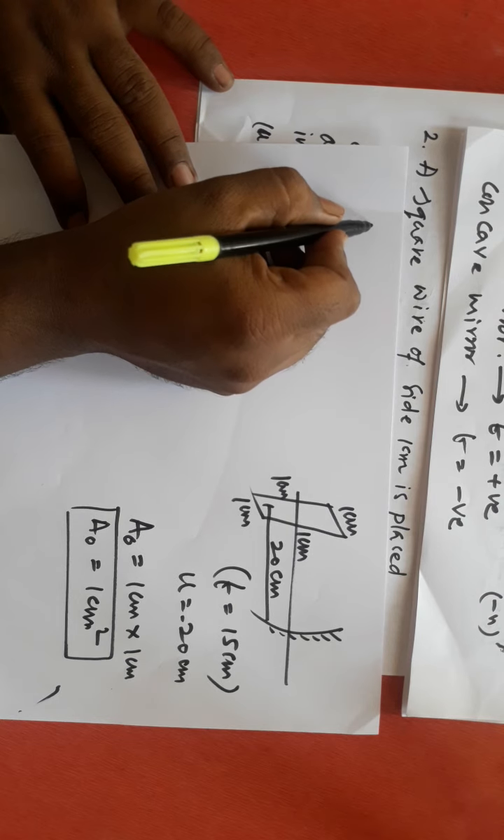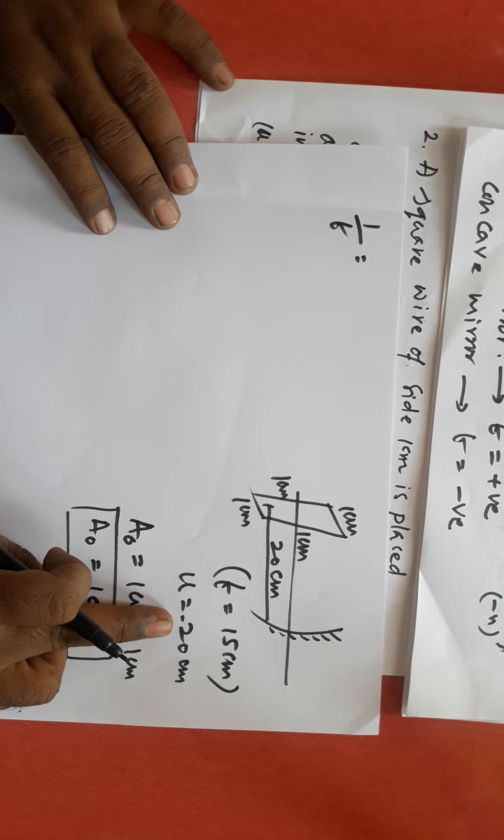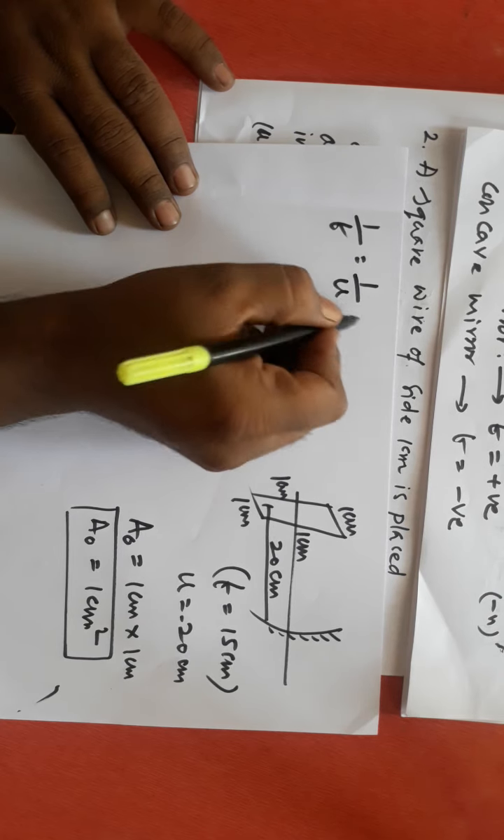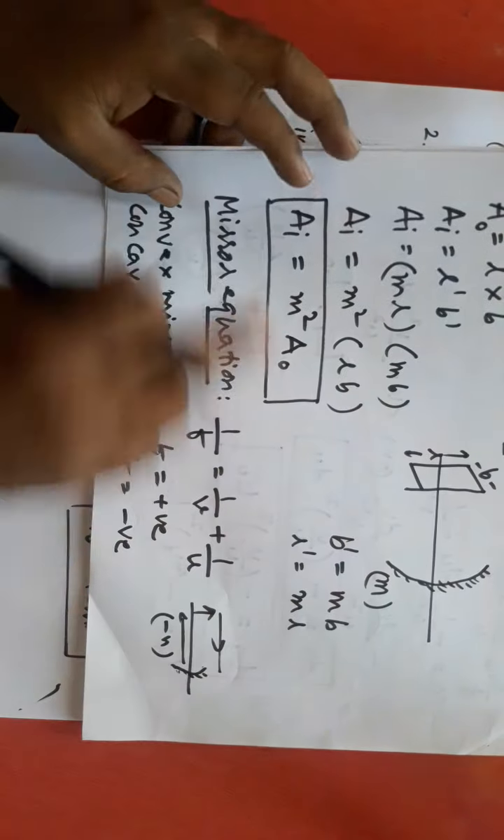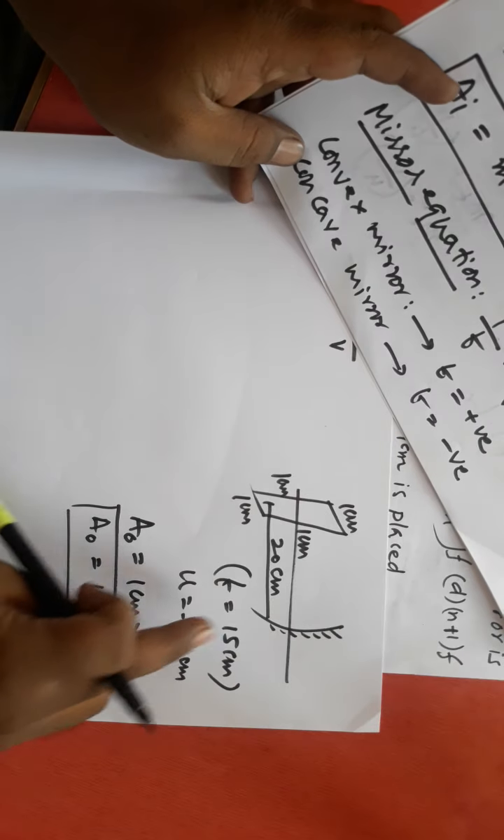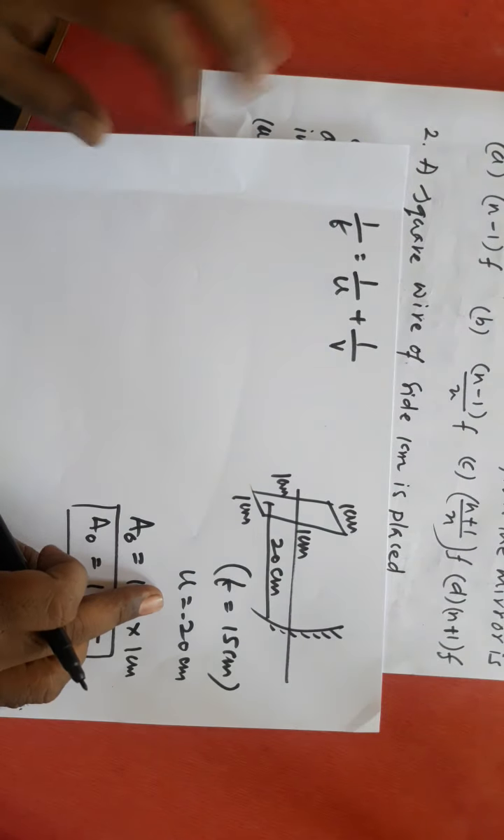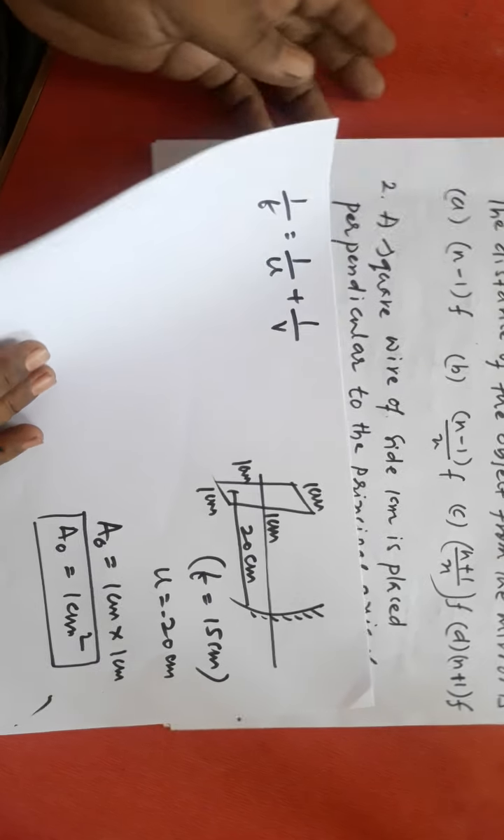See, 1 by f is equal to what? We have u here. 1 by f is equal to 1 by u plus 1 by v. We don't have v. We want to calculate magnification m. This magnification I want to calculate only by using u and f. That means I don't have v here. Followed? This is the question I am solving.